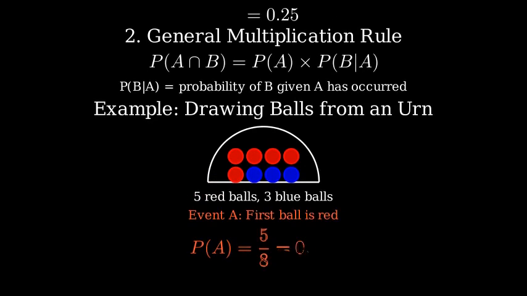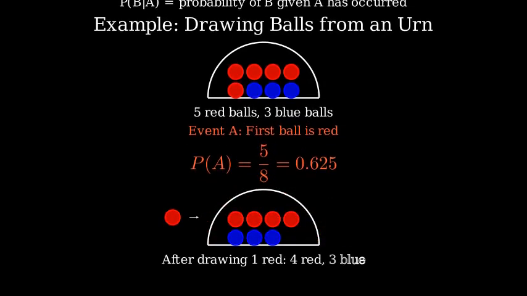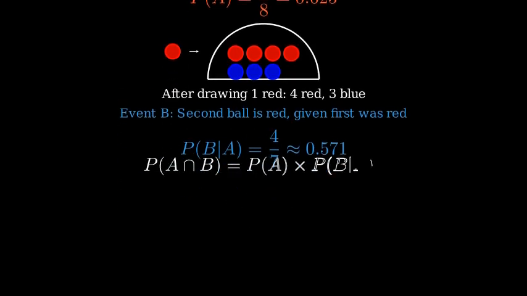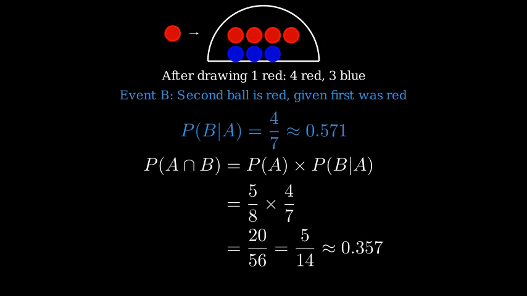Let event A be first ball is red. The probability is 5 divided by 8, or 0.625. Let event B be second ball is red, given that the first was red. Now, after drawing a red ball, the urn contains 4 red and 3 blue balls. So the probability of event B given A is 4 divided by 7, or approximately 0.571. Using the general multiplication rule, the probability of drawing 2 red balls equals P of A times P of B given A, which is 5/8 times 4/7, which equals 20 over 56, or 5 over 14, which is approximately 0.357.